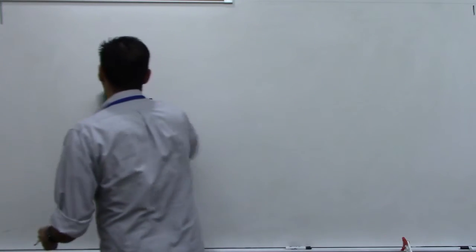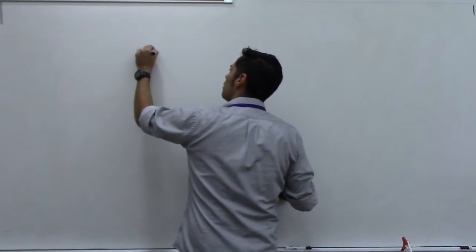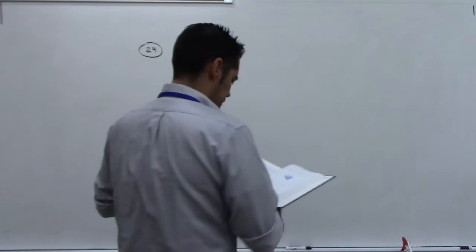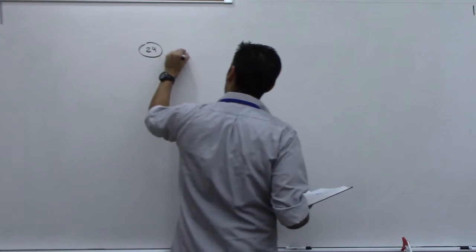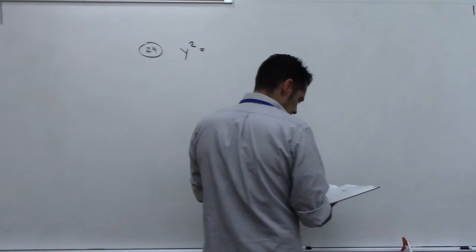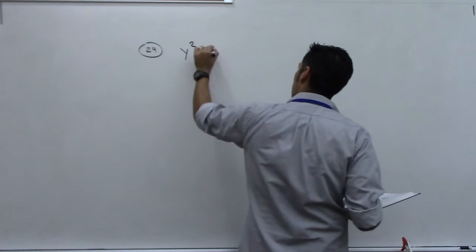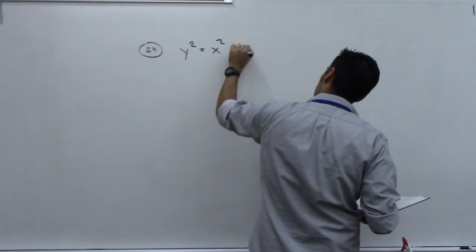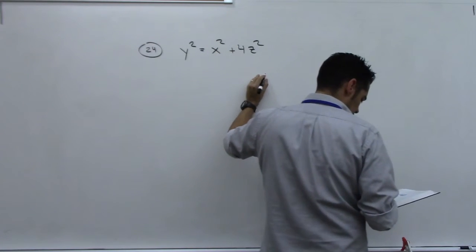Really not a lot in this section as far as the homework is concerned. 24. So for 24, you've got y squared equals x squared plus 4z squared plus 4.